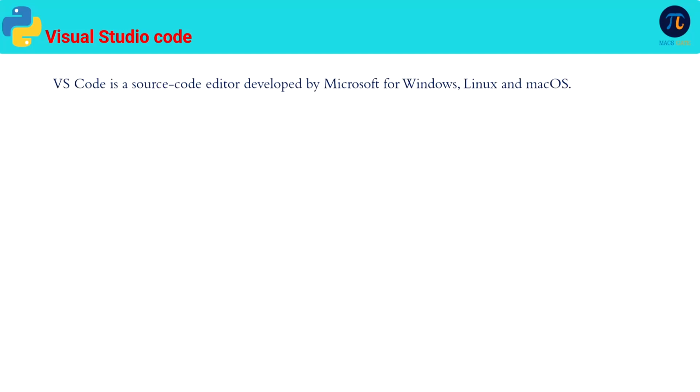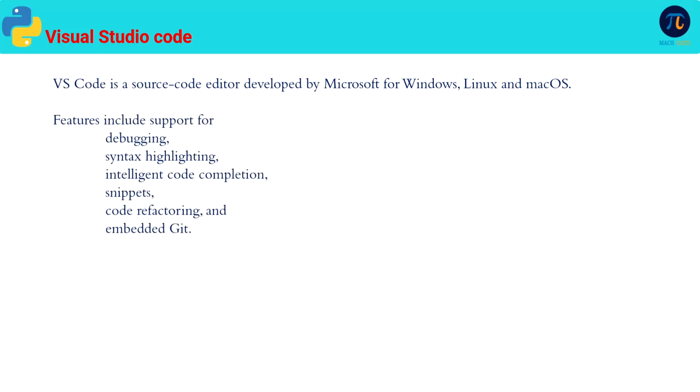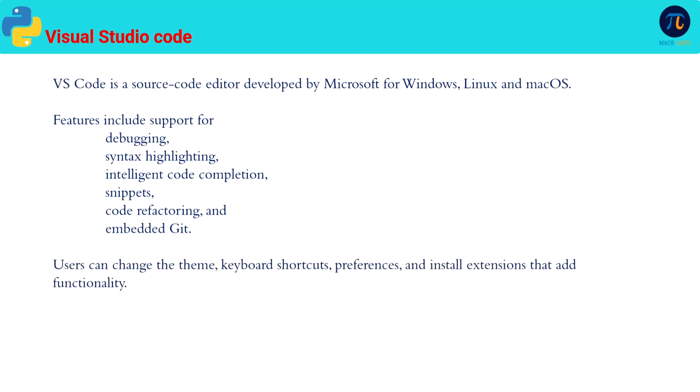Visual Studio Code is also commonly referred to as VS Code, and it is a source code editor developed by Microsoft for Windows, Linux, and Mac operating systems. VS Code features include support for debugging, syntax highlighting, intelligent code completion, snippets, code refactoring, and embedded Git. In VS Code, users can change the theme, keyboard shortcuts, preferences, and very importantly, install extensions that add functionality.